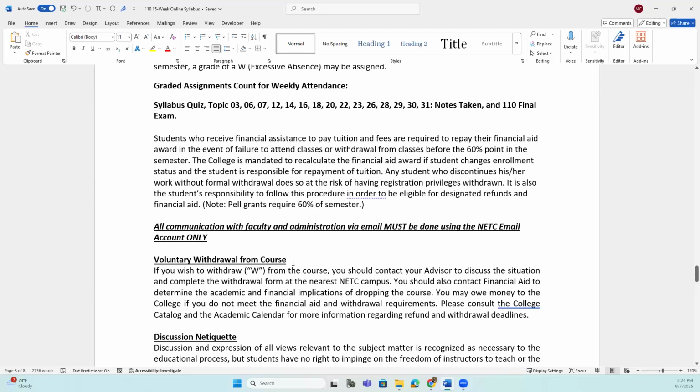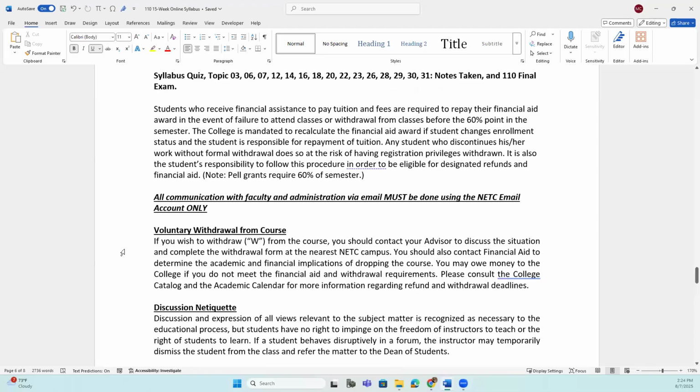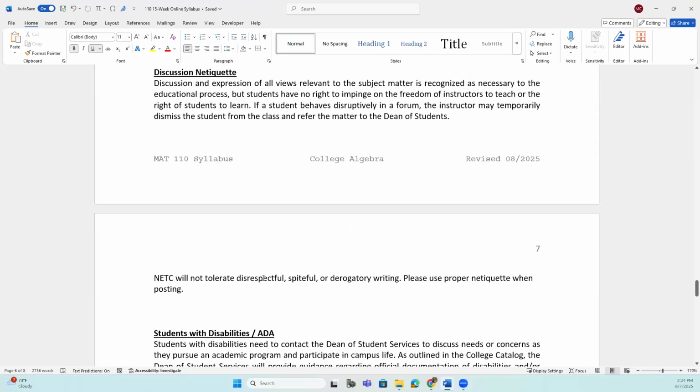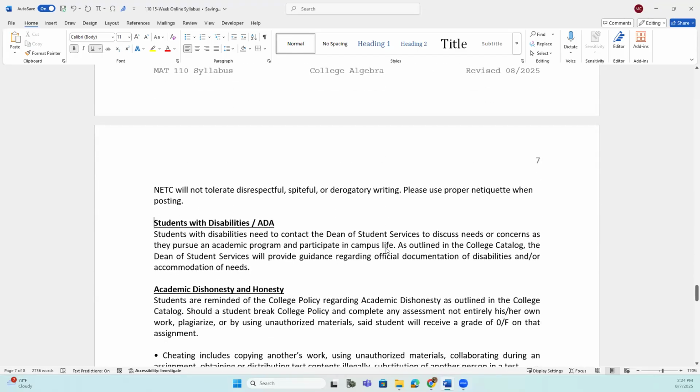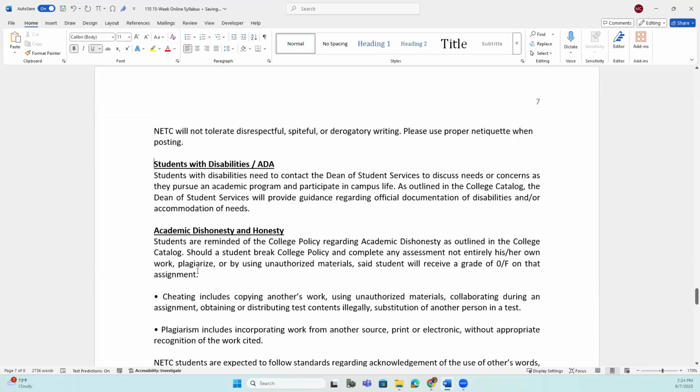Voluntary withdraw from the course. If something happens where you have to withdraw from a class, you will receive a grade W. And in a minute, I will tell you who you can contact to help you with dropping the class. All right, here's the discussion etiquette again. Student with disability. If you do have a documented disability and require accommodation, please contact the Dean of Student Service. He or she will provide guidance regarding official documentation and accommodation of needs.